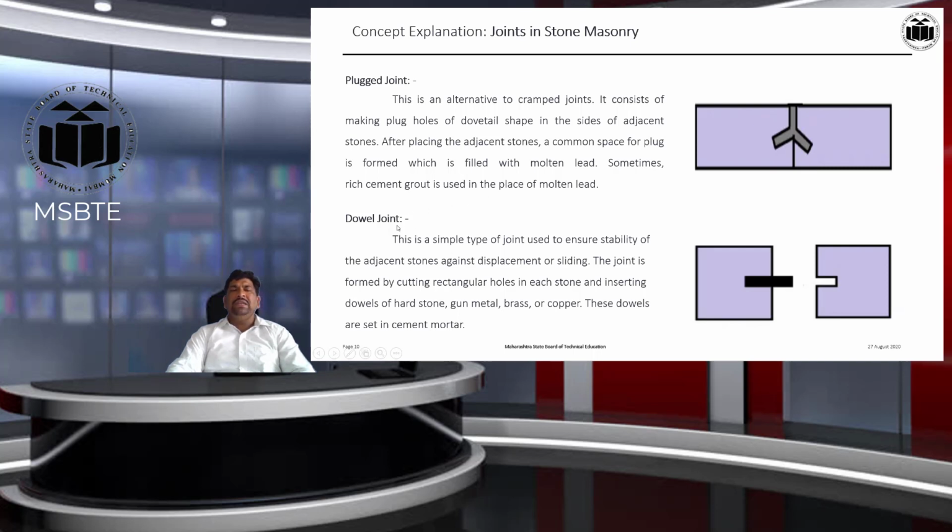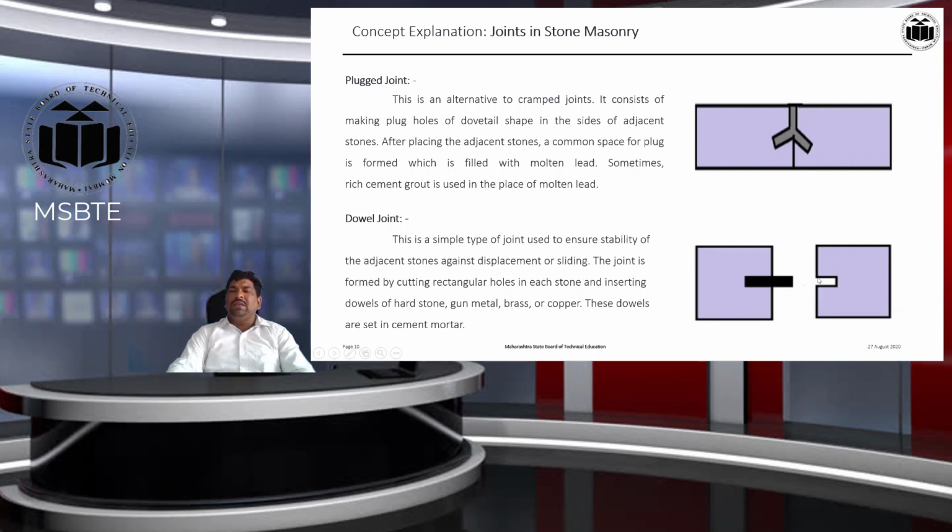Then the dowel joint. This is a simple type of joint used to ensure stability of the adjacent stones against displacement or sliding. The joint is formed by cutting rectangular holes in each stone and inserting dowels of a hard stone, gunmetal, brass or copper. These dowels are set in cement mortar.